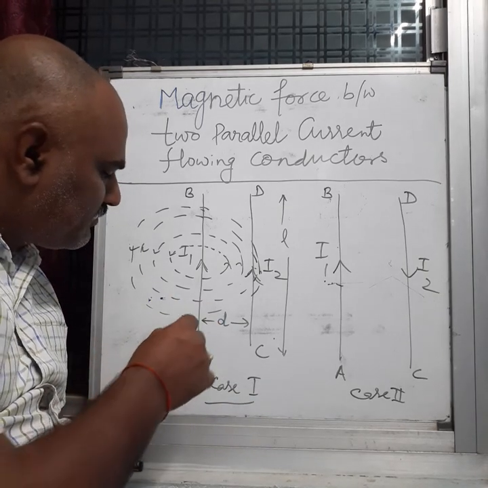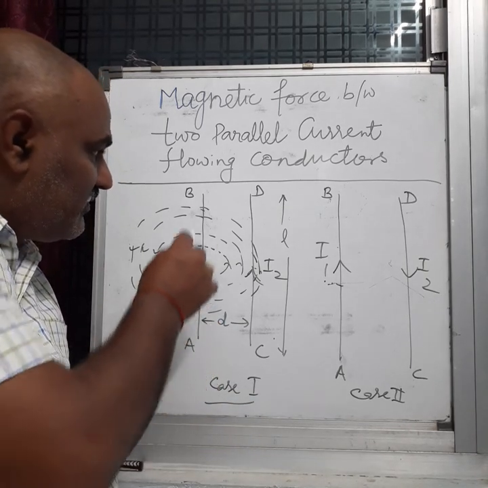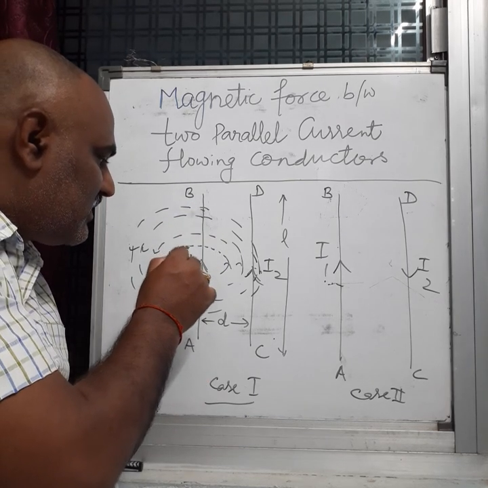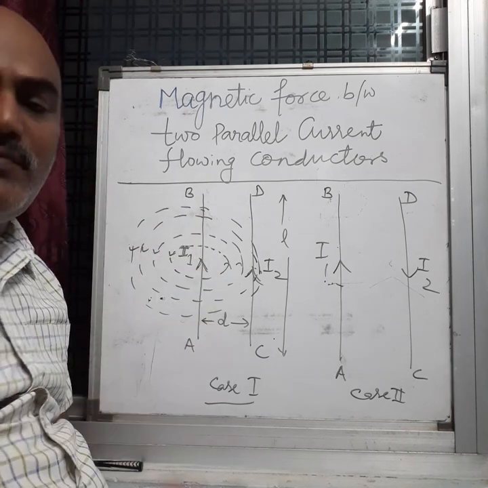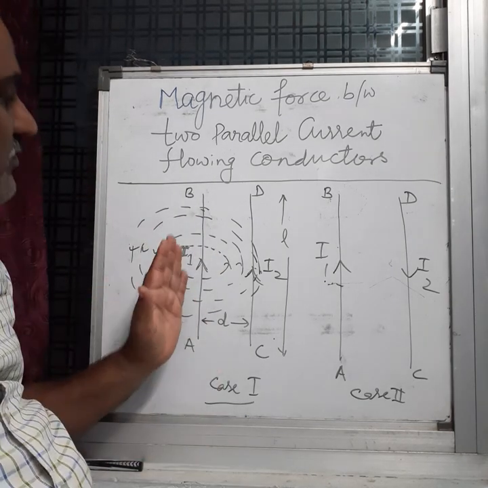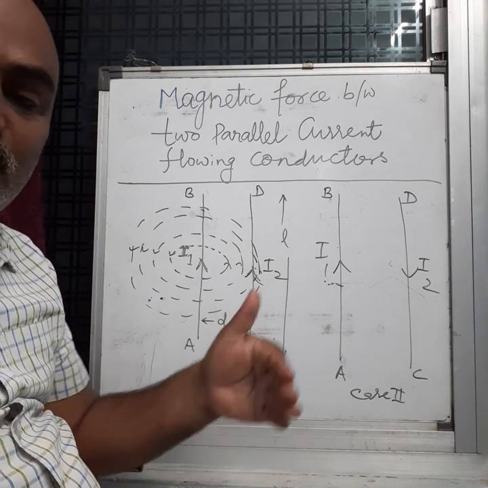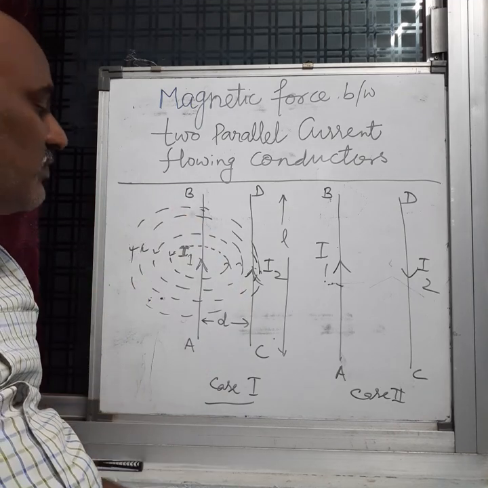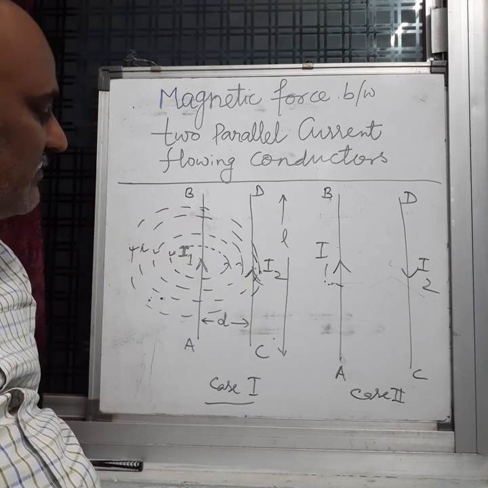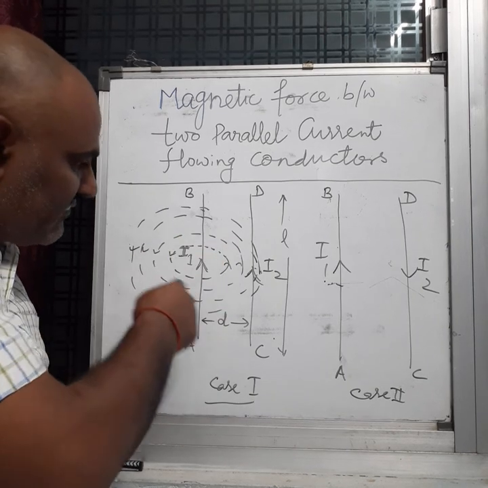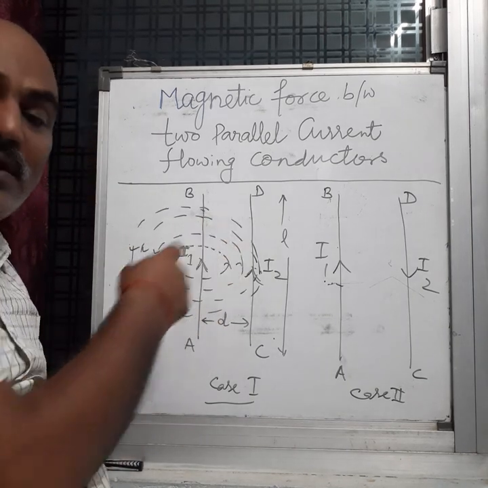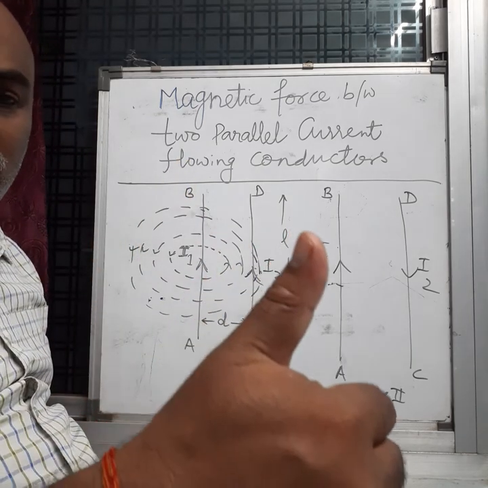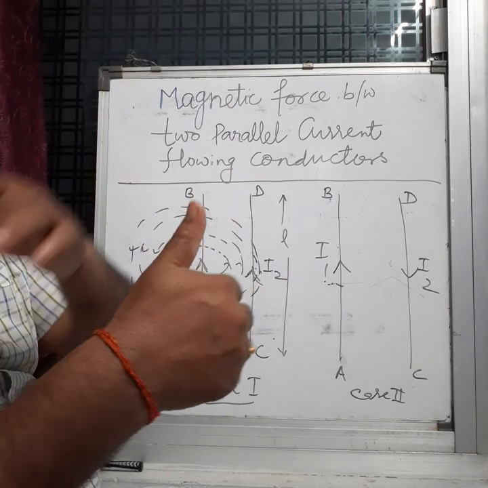The first one is the AB wire. Let I1 be the current flowing in the AB wire. Clear? When current is flowing in this wire, a magnetic field is produced. Why is the magnetic field produced? Due to the magnetic effect of current. So what will be the direction of the magnetic field? This one is the direction of the magnetic field. You know very well, this is from the right hand thumb rule or Maxwell's right hand screw rule. So you can use this one. This is the current and this is the magnetic field.